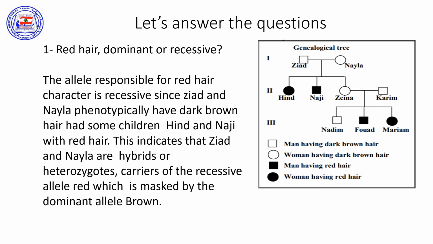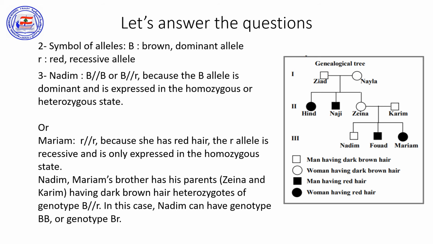So Ziyad and Naila are hybrids. They carry the allele red, and then Naji and Hind, who have red hair, inherit one allele red from Ziyad and one allele red from the mother Naila. So, the symbol of the alleles: capital B for brown, being the dominant allele, and small r for red, being the recessive allele. For the third question, which is about the genotypes of Nadim, a first answer is BB or Br.